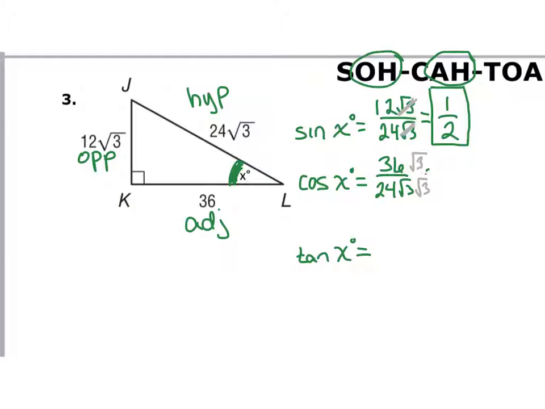So on the top, I have 36 square roots of 3. On the bottom, I really have 24 times what? 3. What's 24 times 3? 72. So then all I have to do is look and see, does this fraction reduce? Yes. To what? 1 square roots of 3 over 2. Half. So it's 1 square roots of 3 over 2.